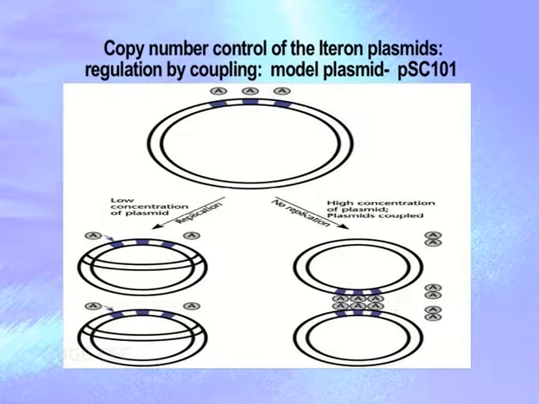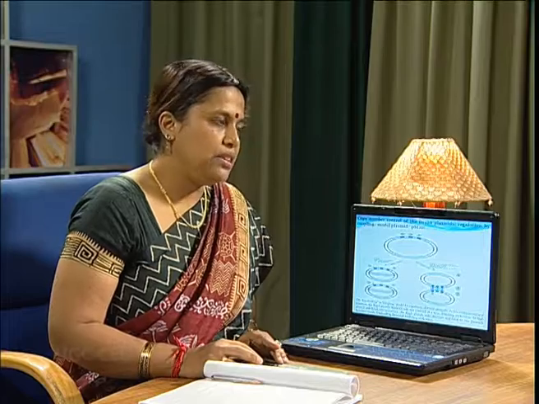And if dimerization occurs, then this leads to restriction in the replication of the plasmid, and thereby as the copy number of the plasmid is increasing, the number of copies of RepA protein will increase and the probability of formation of dimers will increase. And if dimerization is increasing, then the copy number or the replication rate is decreasing.